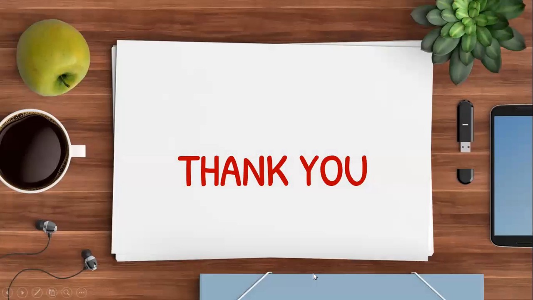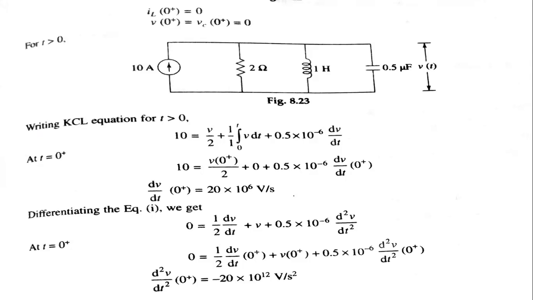So in this way we have tried to simplify the numerical on the basis of the transient responses of RL, RC, RLC, when they are connected in series and when they are connected in parallel. So the steps are common. What are the steps we need to keep in mind at the beginning?